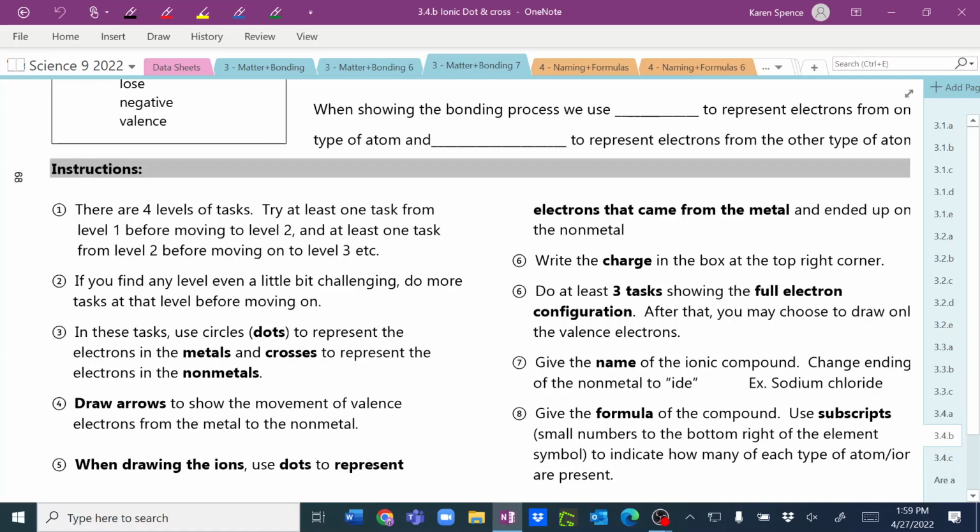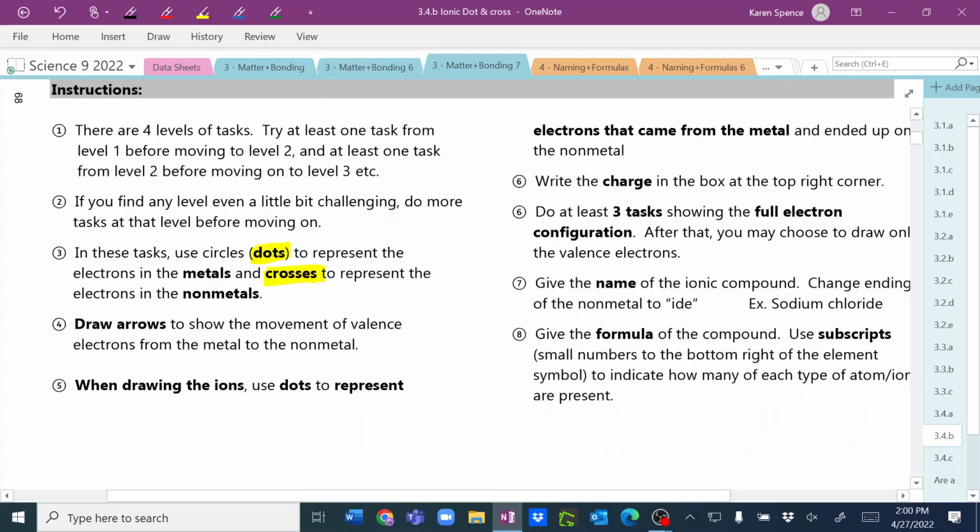Make sure that you're using both dots and crosses. One of the things that people forget to do is to put crosses on one of them because we've been drawing dots for so long for electrons. So that's a change in how we're doing things here. Don't forget to draw arrows to show the movement of the valence electrons from the metal to the non-metal.